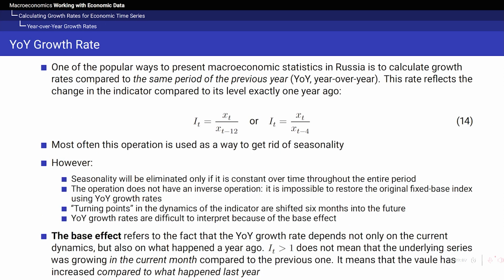One of the most common indicators in economics is the year-over-year growth rate. For yearly data, there's no problem with this indicator. You just take the value of it in 2 different years and compare. There's nothing wrong with that. However, there are some difficulties with using the same indicator for intra-year data. It is calculated as the ratio of the value today and the value 12 or 4 periods ago, depending on the frequency, monthly or quarterly.